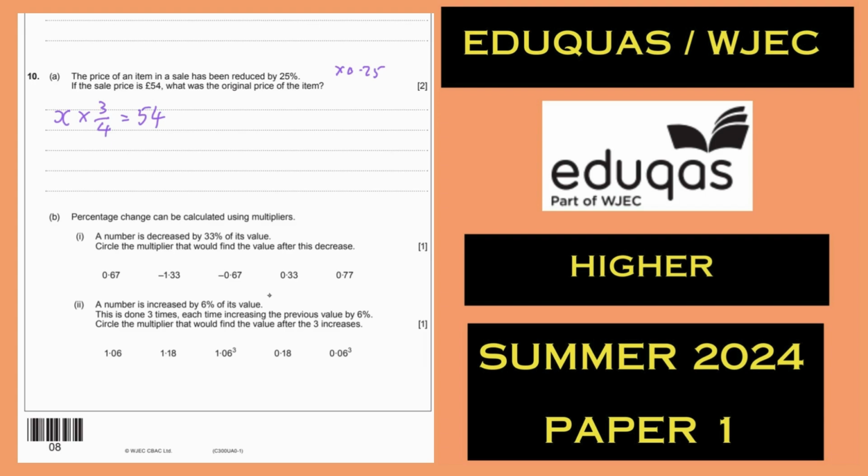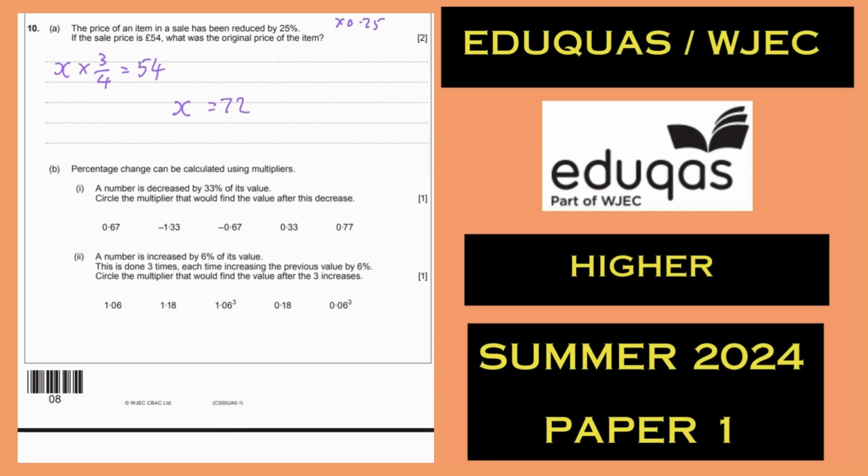You can now unpick this to get X. Times both sides by 4, divide both sides by 3, or if you prefer, divide by 3/4, but then you'll have to flip it anyway. No one cares. You'll end up with £72 if you do it correctly.